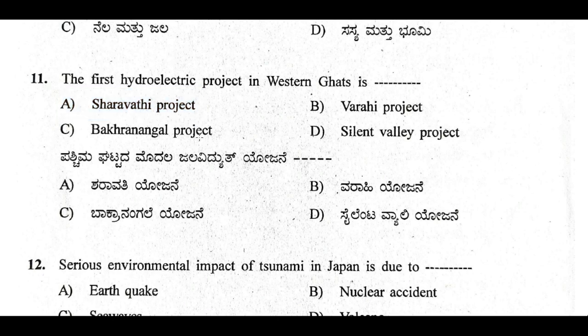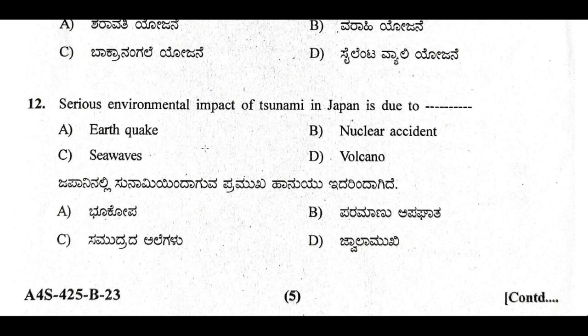Coming to question number 12, the serious environmental impact of tsunami in Japan is due to dash. Option A, earthquake. Option B, nuclear accident. Option C, sea waves. Or option D, volcano? An earthquake struck off the northern coast of Honshu on the Japan trench. The tsunami generated by the earthquake arrived at the coast within 13 minutes, overtopping the seawall and disabling three nuclear reactors within a day. The magnitude of this earthquake was 9.1. So therefore, the serious environmental impact of the tsunami in Japan happened due to the earthquake. The right option is option A, earthquake.